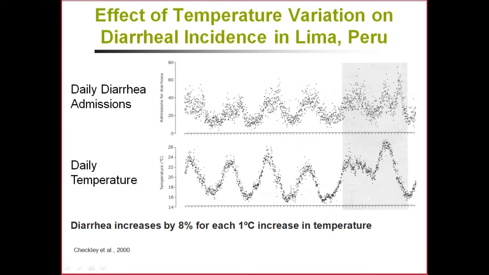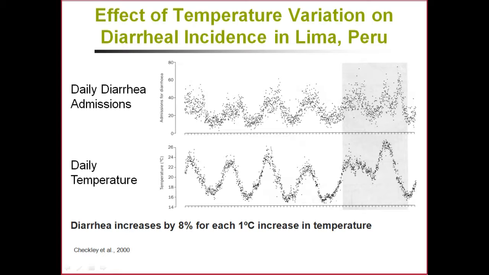Now, let us proceed and look at what other studies have detected about the impact of climate on human health. It's a study done in Lima, Peru, trying to estimate the effect of temperature variation on diarrhea incidence. Now look at daily diarrhea admissions and how temperature is changing. So there's some kind of variation between the daily temperature and the diarrhea admissions. They concluded that for a 1 degree increase in temperature, diarrhea cases increase by 8%.